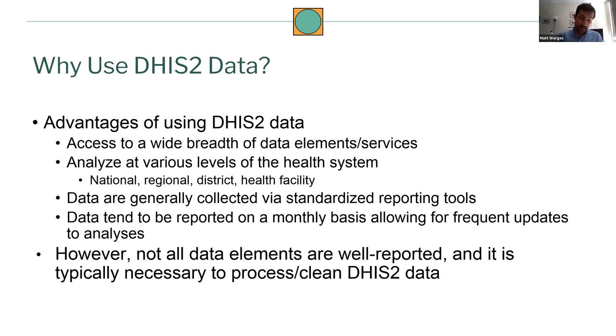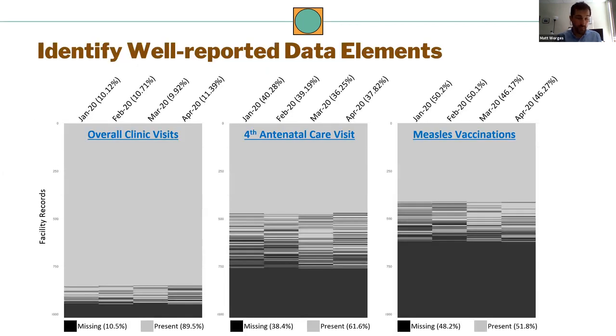However, not all data elements are well reported, and it's typically necessary to process and clean DHIS2 data. So one of the first things we did before beginning our impact evaluation was to identify well-reported data elements. This was a little tricky using the DRC's DHIS2 data because the system doesn't include zero counts, making it difficult to discern between truly missing values and those that should otherwise be considered zero.